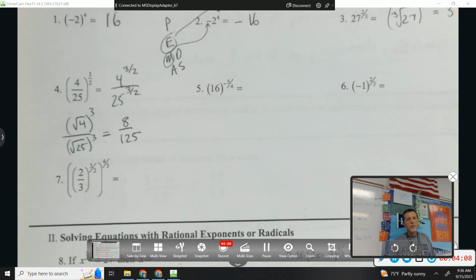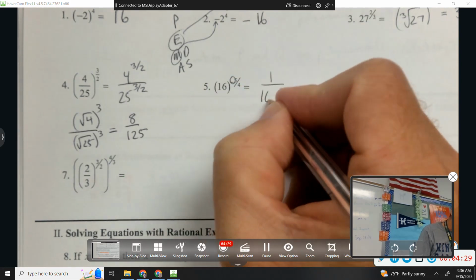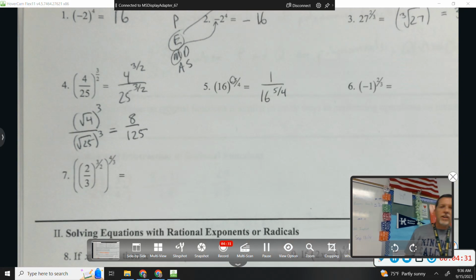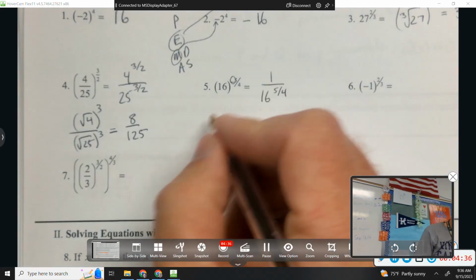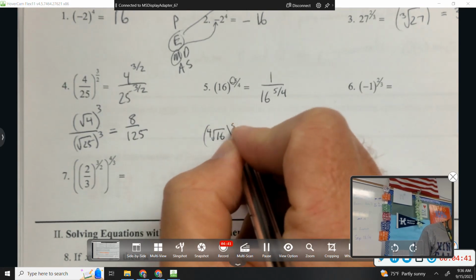Ooh, negative exponents on number 5. What's a negative exponent do? I would phrase it differently. You're right, it's going to send this one to the denominator. I would just say it flips it to the other side. So if it starts in the denominator, it flips to the top. If it starts in the top, it flips to the bottom. So that negative sign will flip this over: 1 over 16 to the 5/4. Again, some of you are going to combine steps and just jump straight to, well, that's the 4th root of 16 to the 5th.